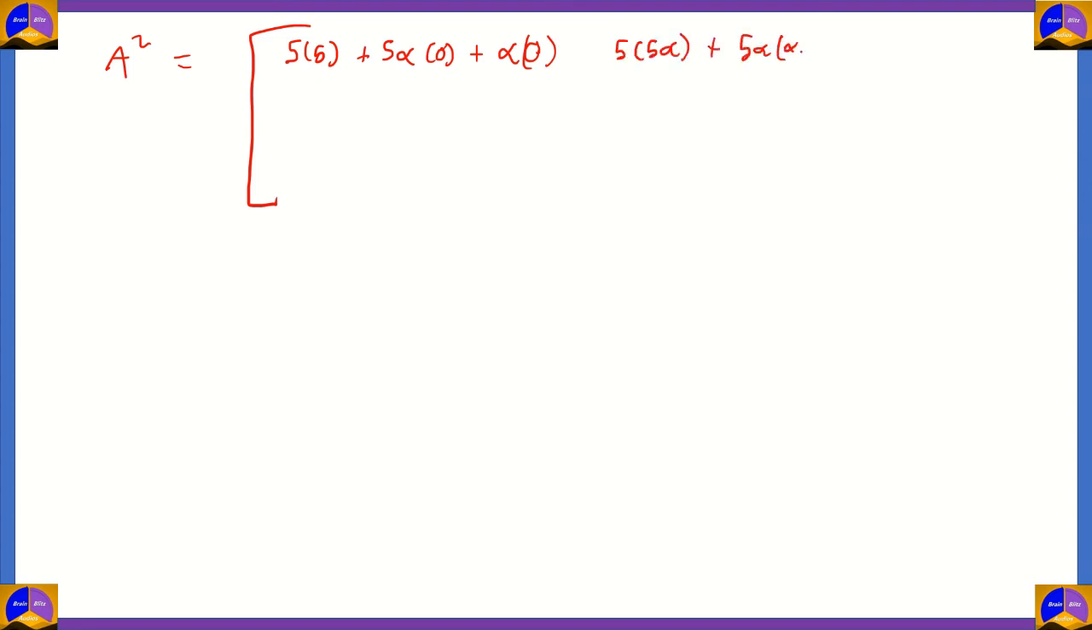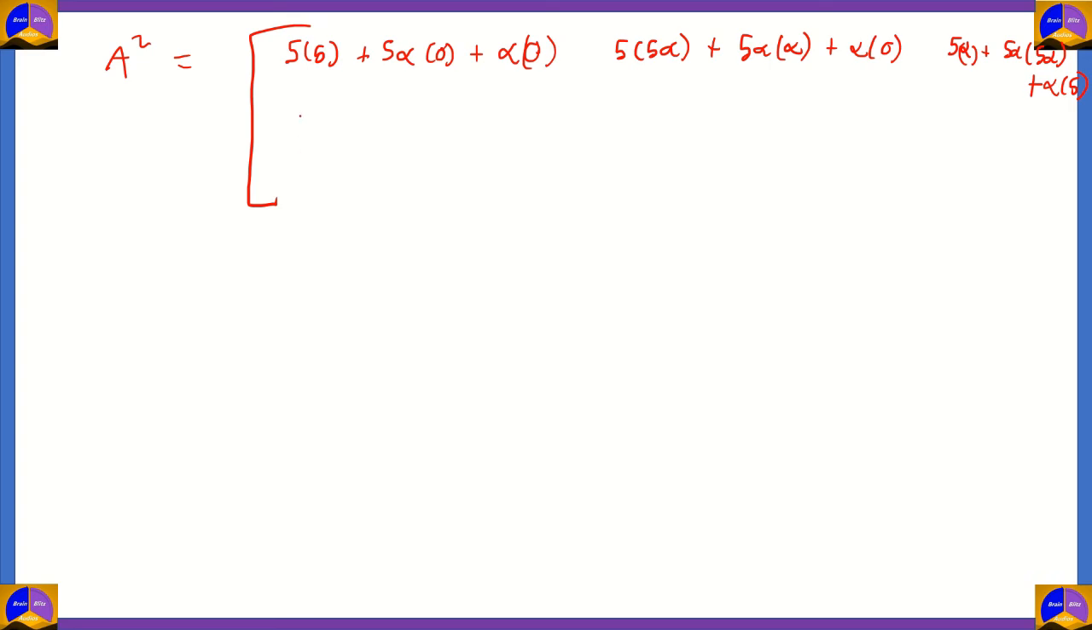small for our requirement. So the matrix A squared will now be equal to 5 times 5 plus 5 times alpha, 5 alpha times 0 plus alpha times 0. Next we have 5 times 5 alpha plus 5 alpha times alpha plus alpha times 0. Then we have 5 times alpha plus 5 alpha times 5 alpha plus alpha times 5.